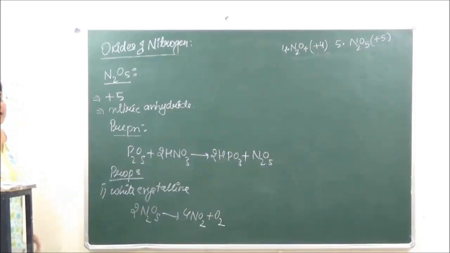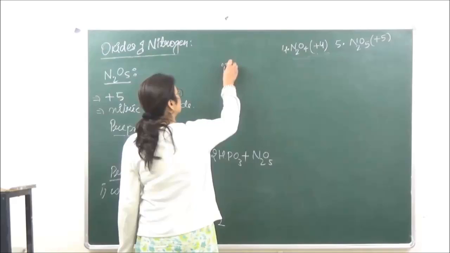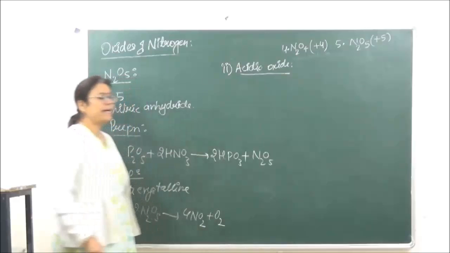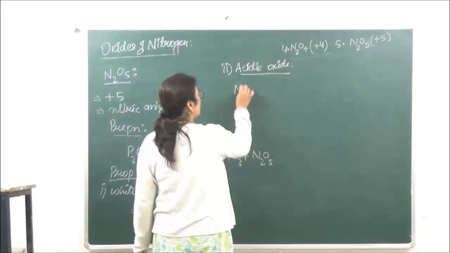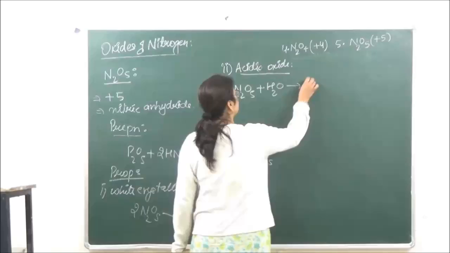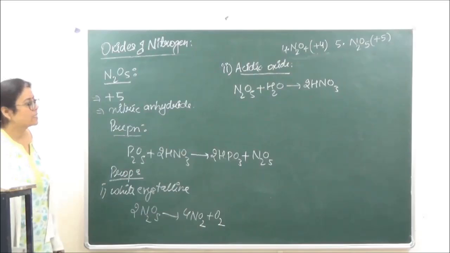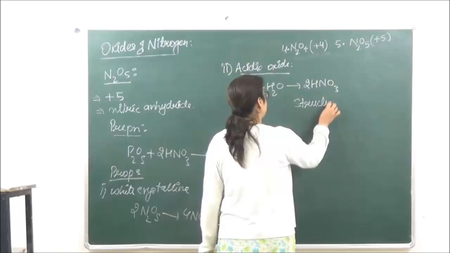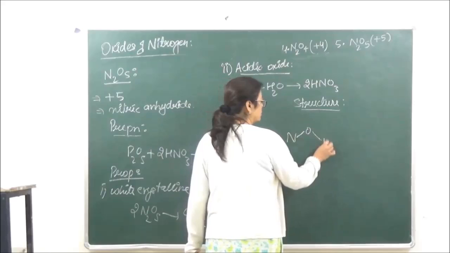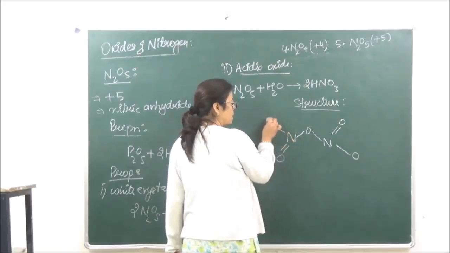It is an acidic oxide. Acidic oxide, as when treated with water, it is going to give us nitric acid. Because nitric acid is formed, therefore it is going to be an acidic oxide. Structure, when we see it, it has a bridging oxygen. This is going to be the structure.